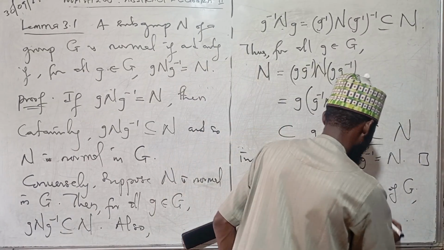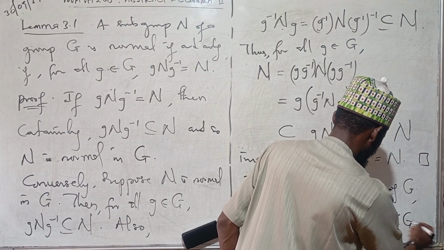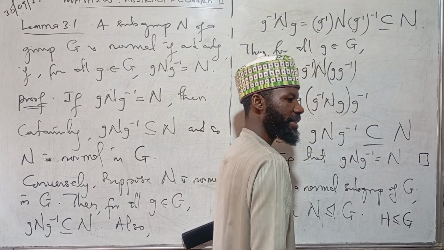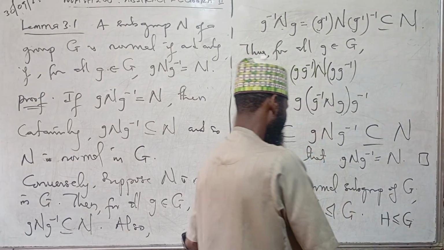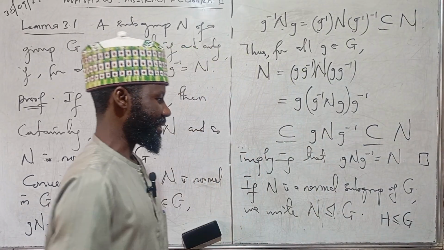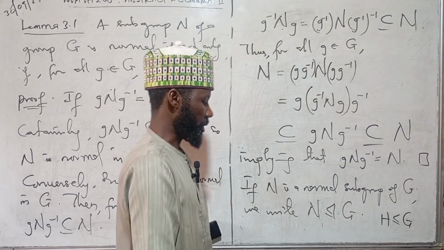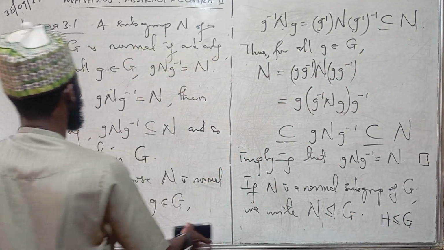Remember the other notation when you say H is a subgroup of G. But if you close this like this, then you are now pronouncing that it is normal. So H is a subgroup of G and N is normal in G. It's a normal subgroup of G. Okay.